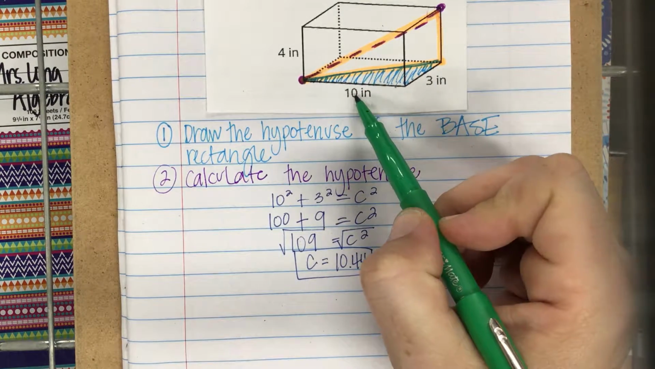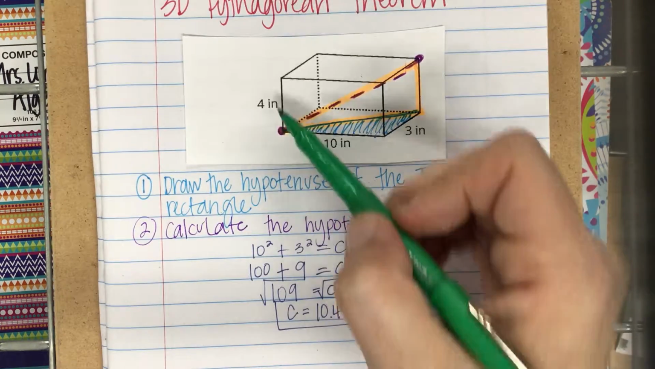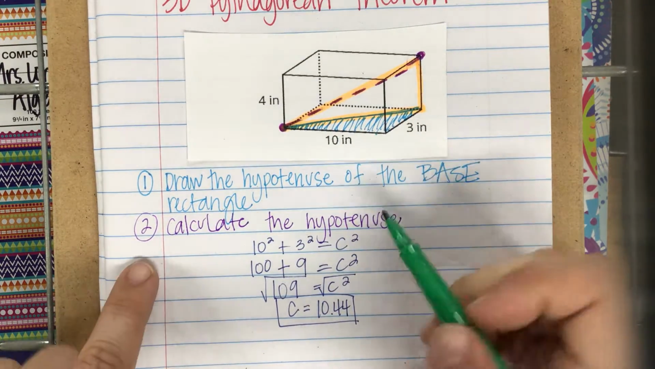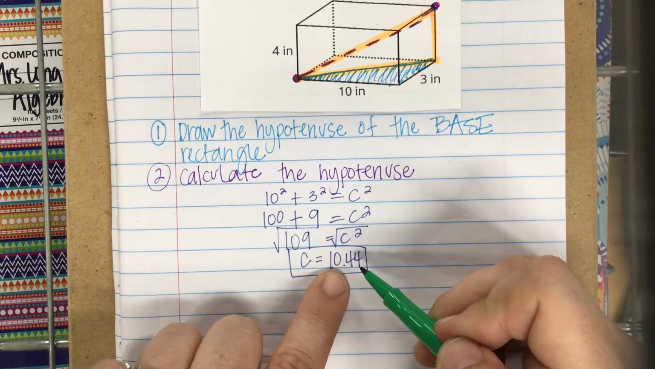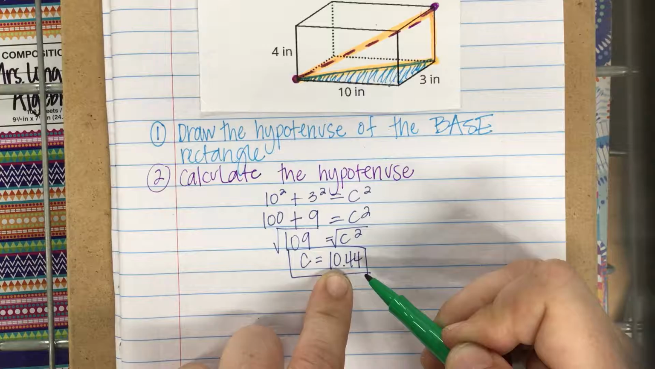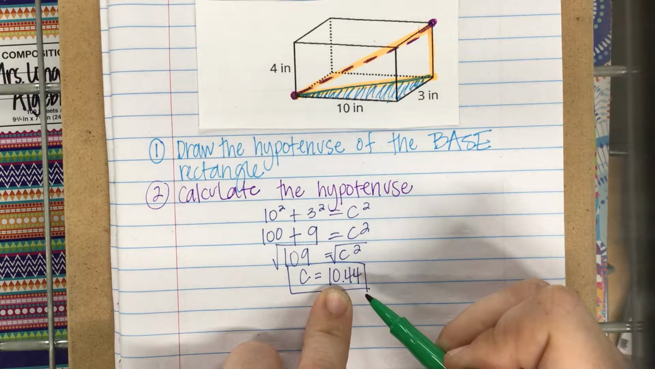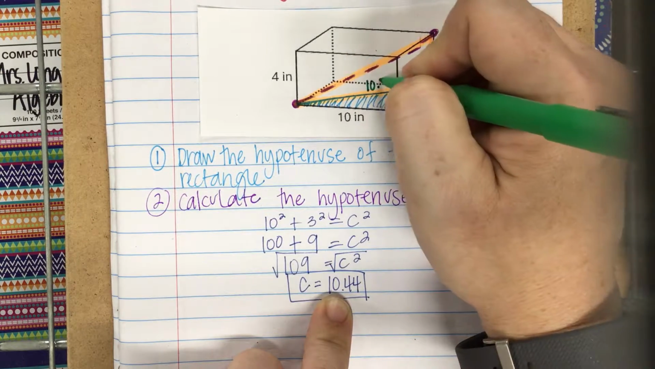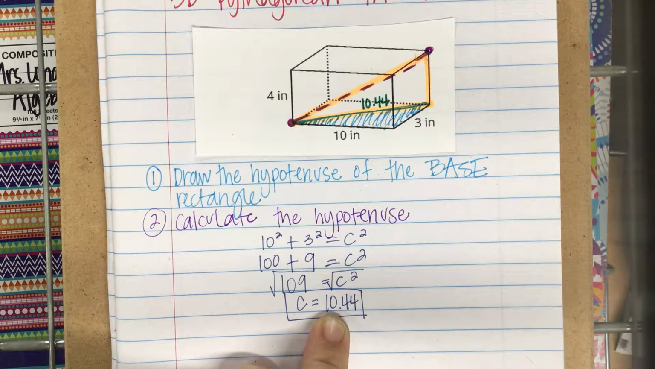You might have done 10 squared and 4 squared. It has to be 10 and 3 because 4 is my height. And after I calculate that hypotenuse, I can now use 10.44. It's no longer a hypotenuse. 10.44 is now what? It's a leg of the interior triangle.